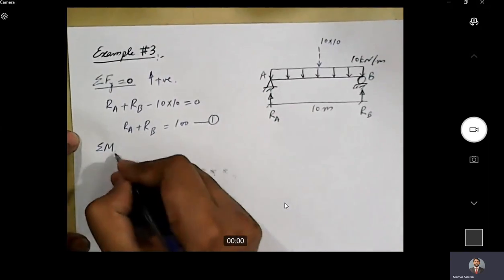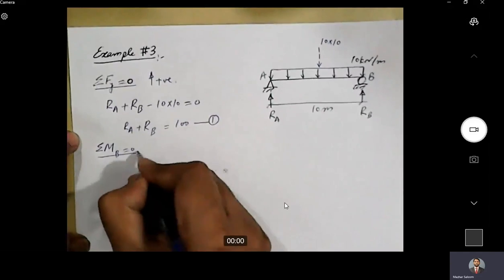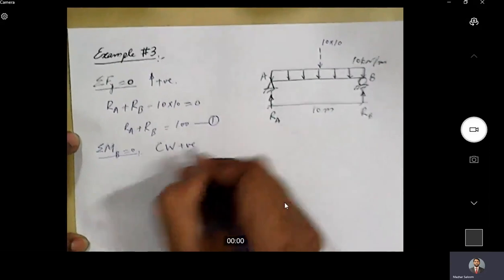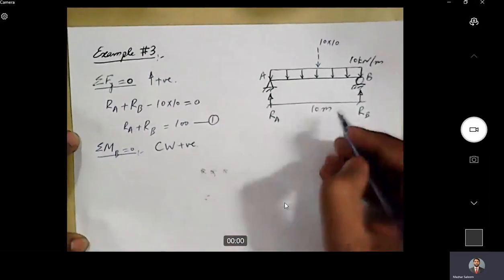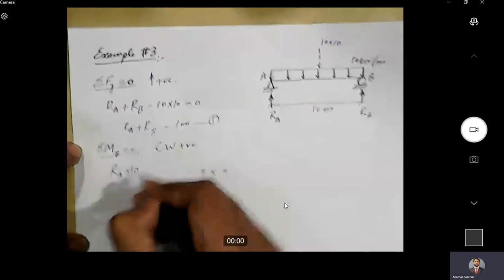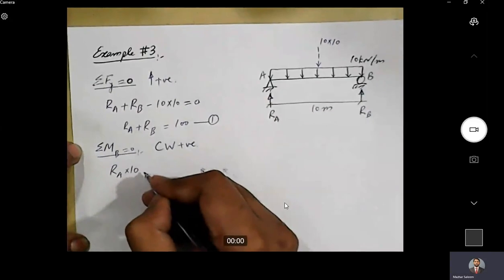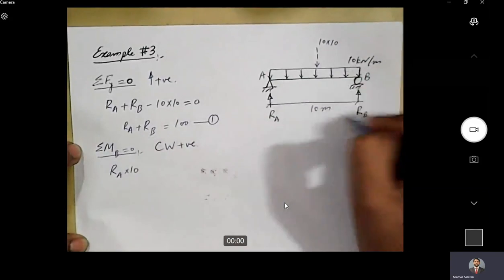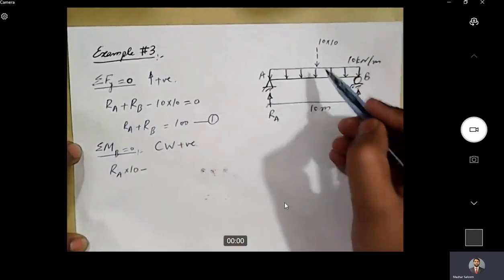Sigma Mb equal to 0, let's say. And our convention is clockwise is taken as positive. Now, if we take sum of moment about point B, Ra into 10, as it is clockwise, so we'll take it as positive. And then this resultant will produce moment in counterclockwise direction, so we will take it as negative.